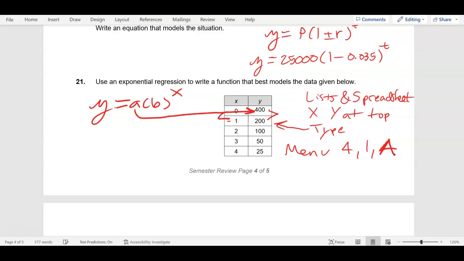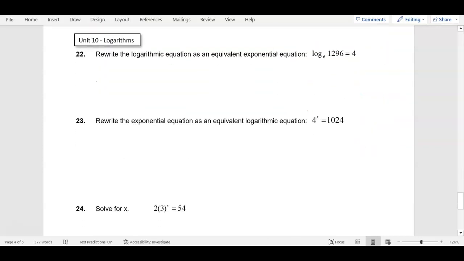So just so you know, as this is going up 1, 200 over 100 is a half. So your b value is that. So y equals 400 times 0.5 to the x. All right. So you start with 400, and it's going half each time, power of x.